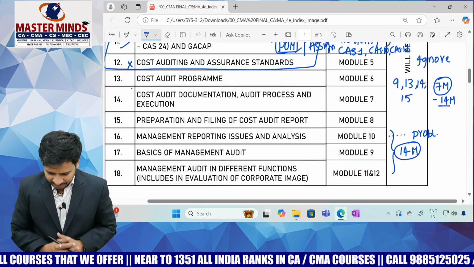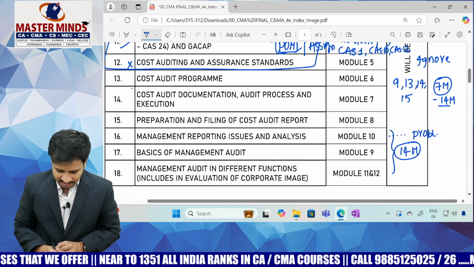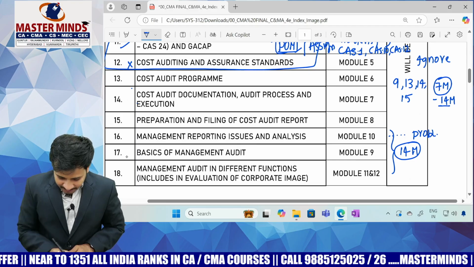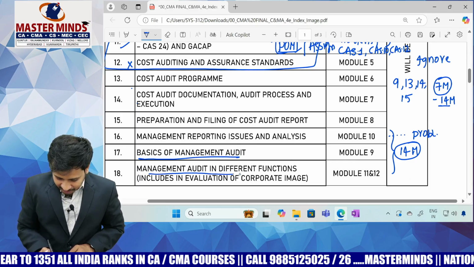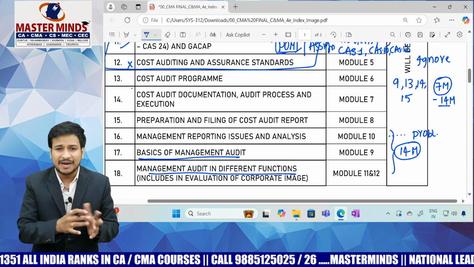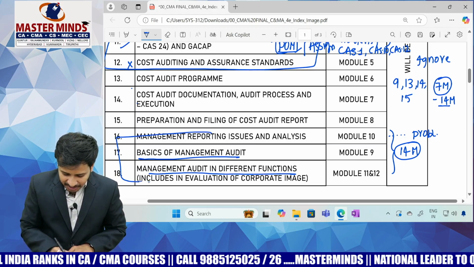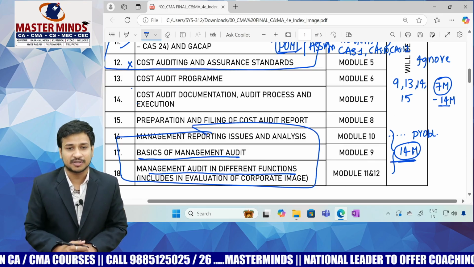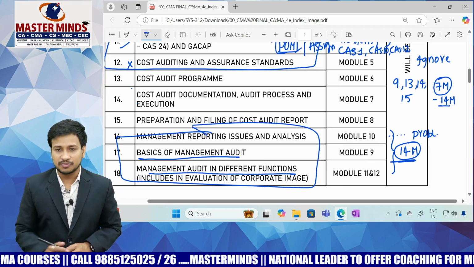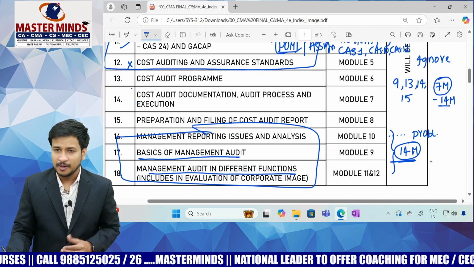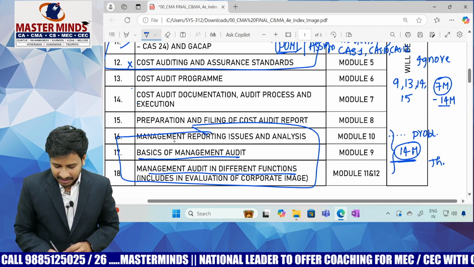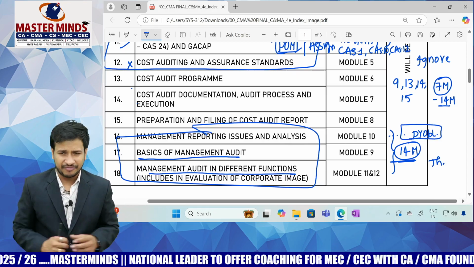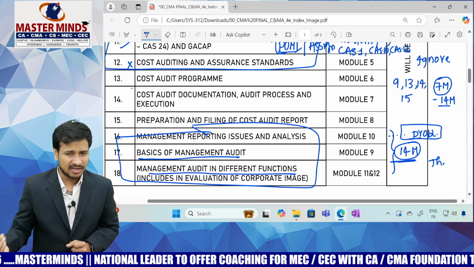And of course, let me go ahead with the next one. That is management audit. And my dear children, coming to management audit, that is basics of management audit, management audit in different functions, and cost audit plus management audit concept will be there in management reporting, issues and analysis. From these three topics, you will be getting 14 marks for sure. Mostly the 14 marks will be obviously a kind of theory itself. But in management reporting, issues and analysis, you are also having problematic, but they were least preferred. So you keep it at last option in the preparations time.